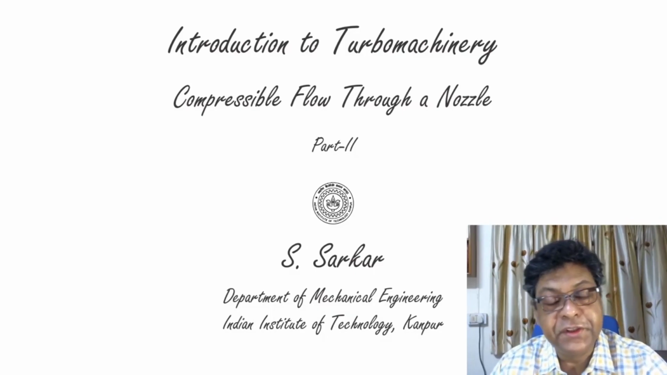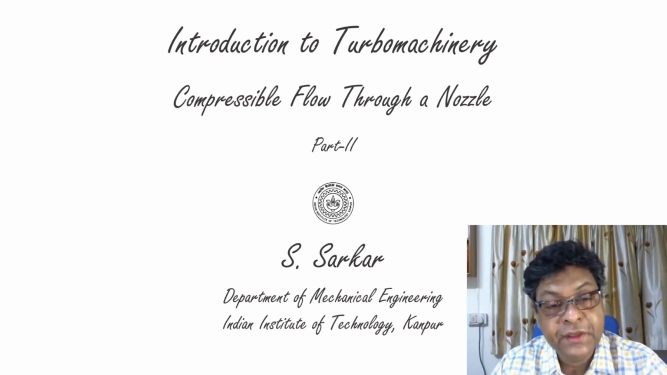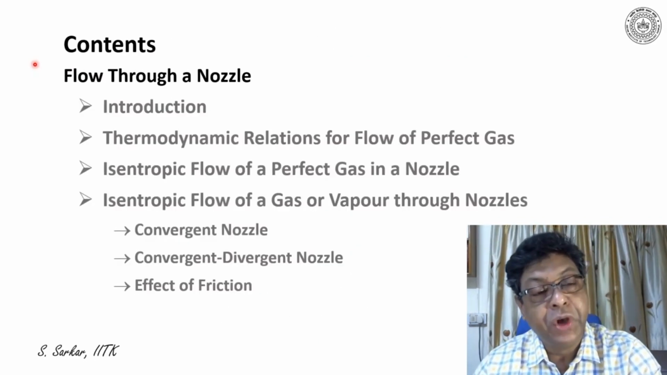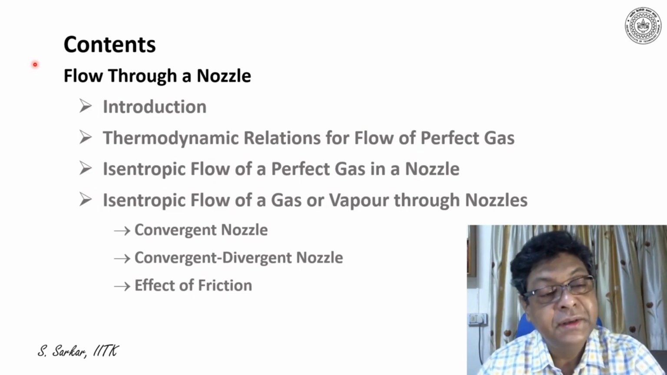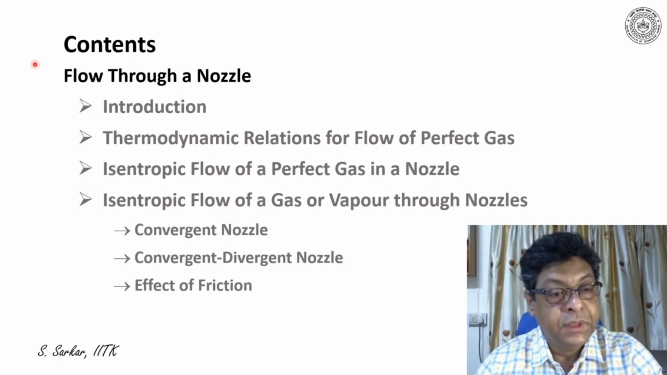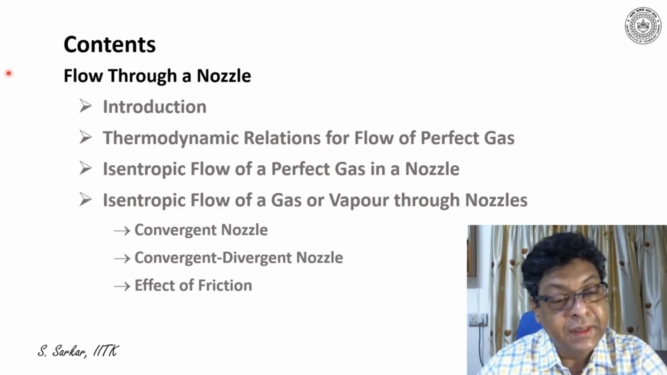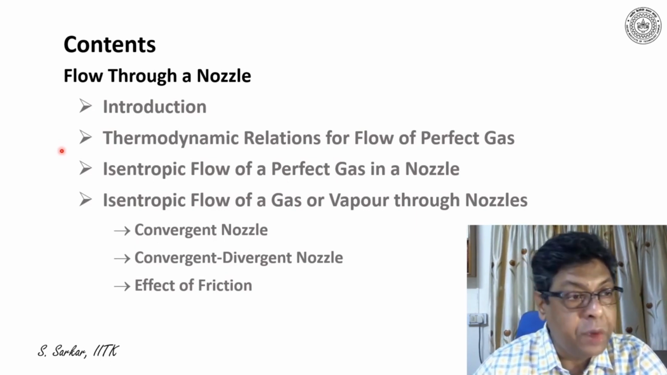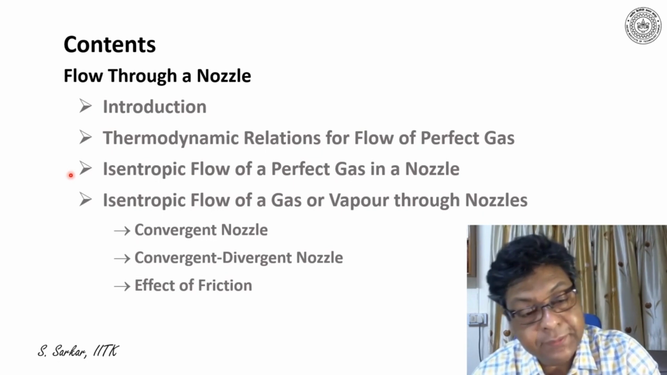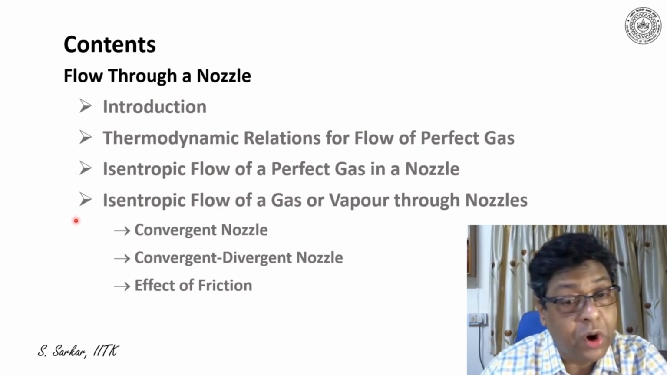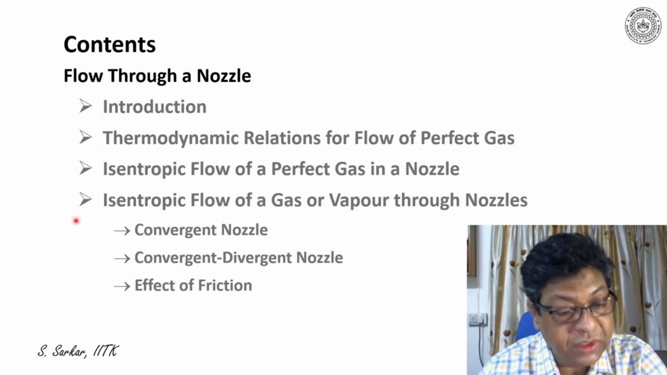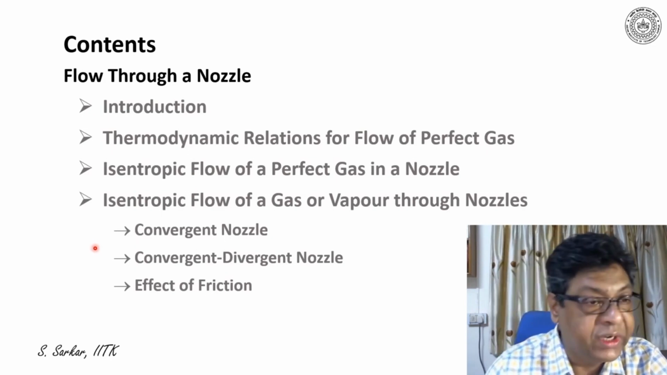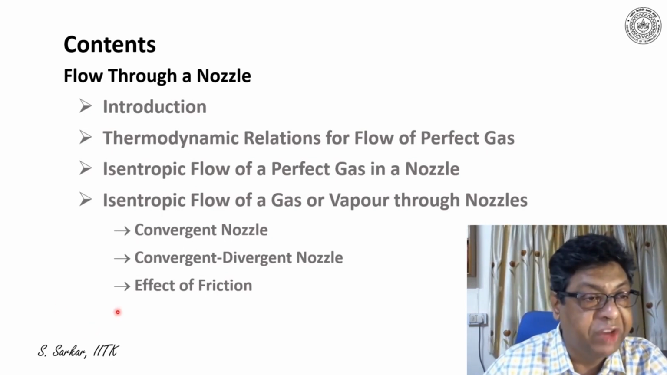Good morning. This is the second lecture on steam turbine. Today I'll discuss compressible flow through a nozzle. The contents of the lecture today are flow through nozzle. I'll start with introduction, then thermodynamic relations of flow of perfect gas, isentropic flow of perfect gas in a nozzle, isentropic flow of gas or vapor in nozzles. Then I'll discuss convergent nozzle, convergent divergent nozzle, and effect of friction.